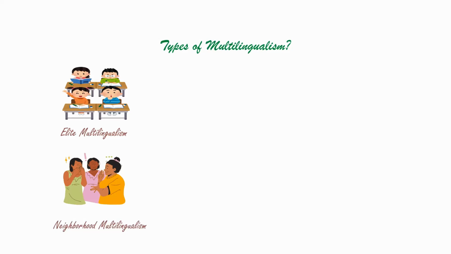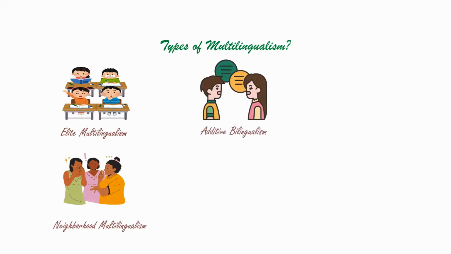Sometimes people learn a second language without losing their first one. This is called additive bilingualism. For example, a child in India might speak Hindi at home and learn English at school. They continue to use both languages every day, one for the family and the other for the academics.